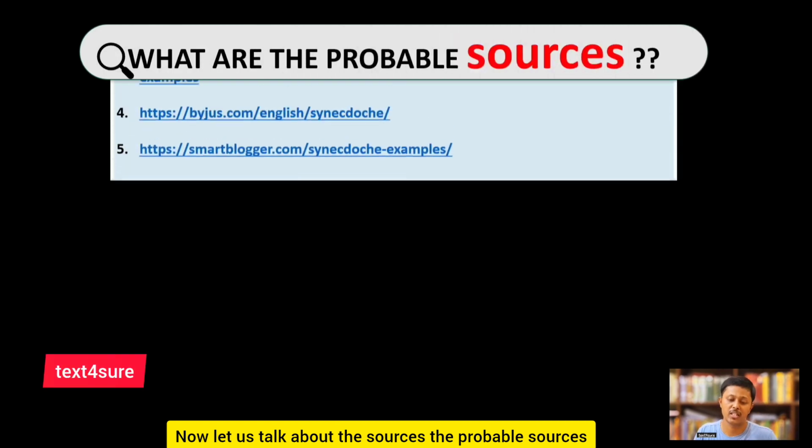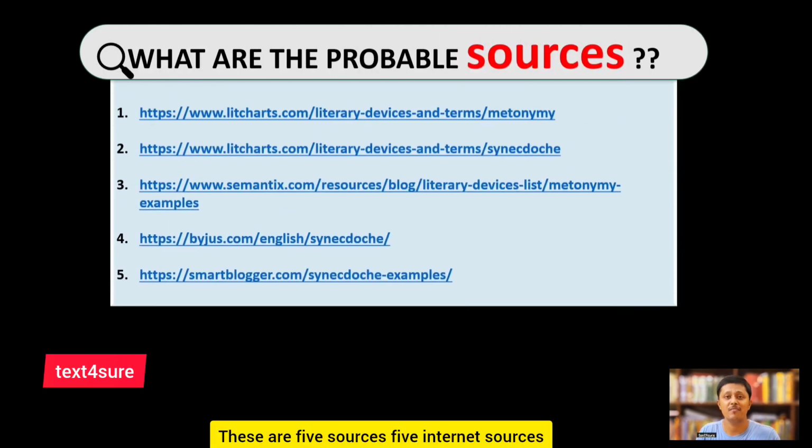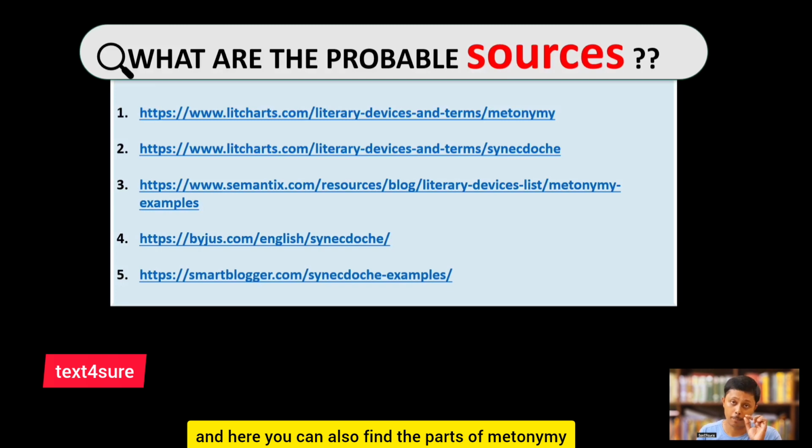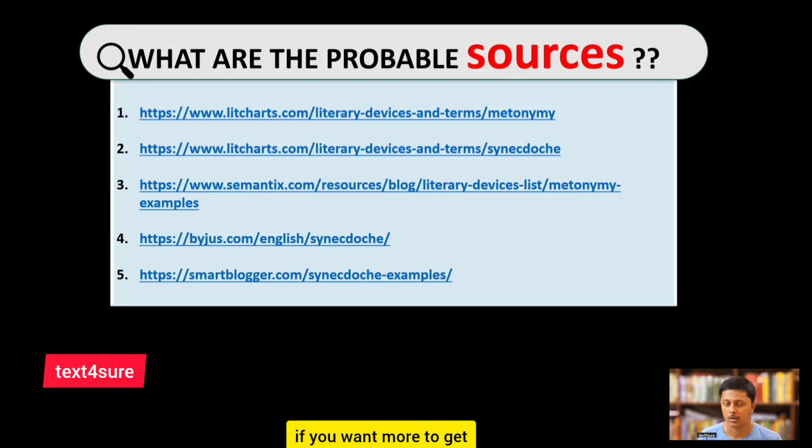Now let us talk about the probable sources. These are five internet sources. My personal favorite is the last one, the fifth, because in this one, on smartblogger.com, synecdoche is given. Here you can also find metonymy, and here you can also find synecdoche and metonymy together. So just follow this if you want more.